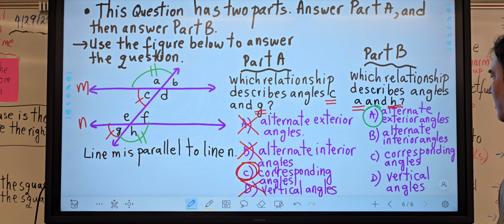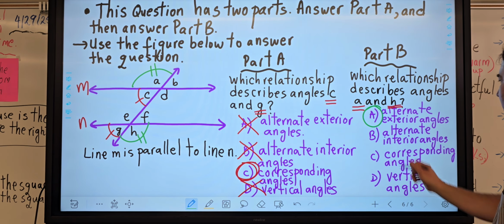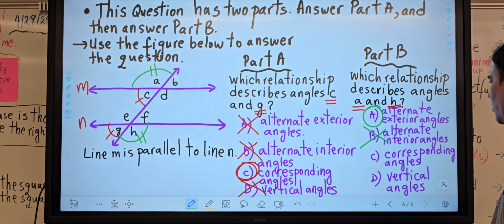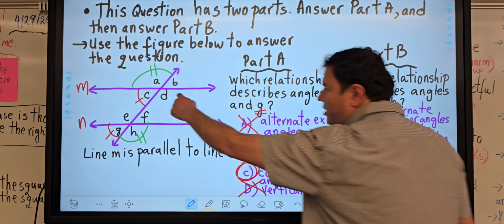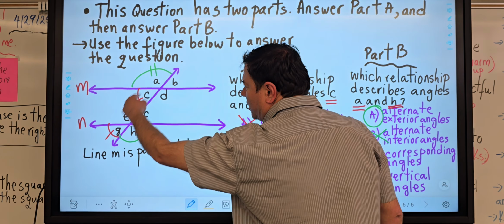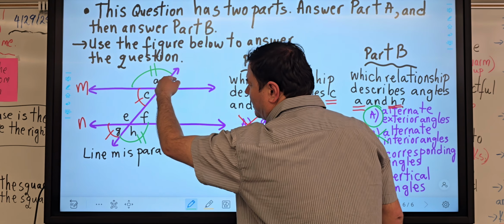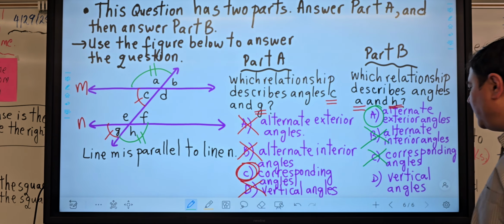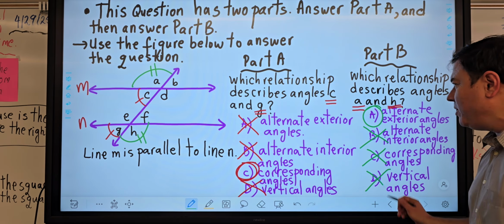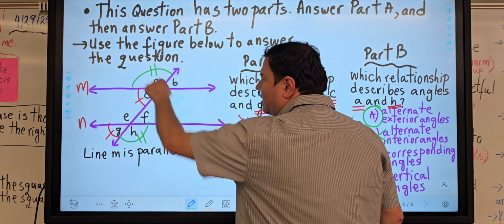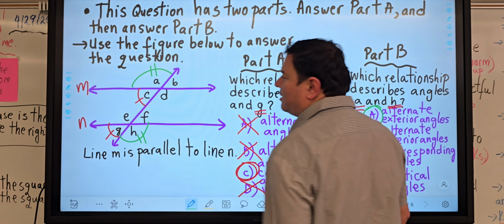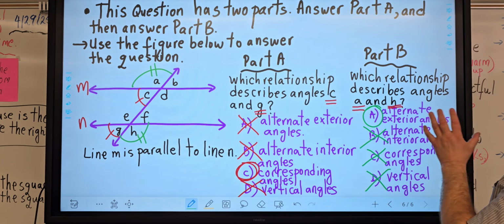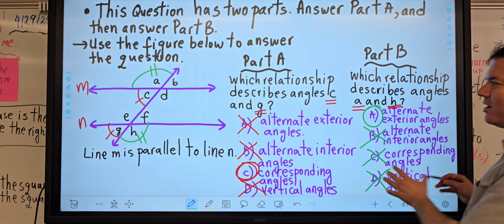A is the answer. B would be alternate interior angles, and we talked about that, not true. Corresponding angles, those would be corresponding C, G, or A, E, B, F, D, H, and they are not corresponding. And vertical angles, they are not, because vertical angles, like we talked about, they are across from each other. So the final answer is alternate exterior angles.